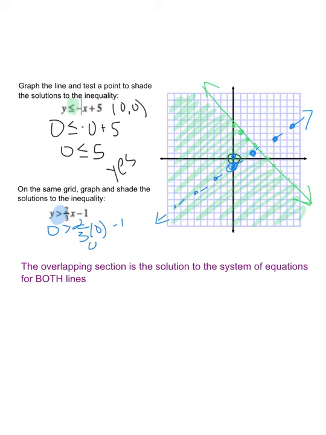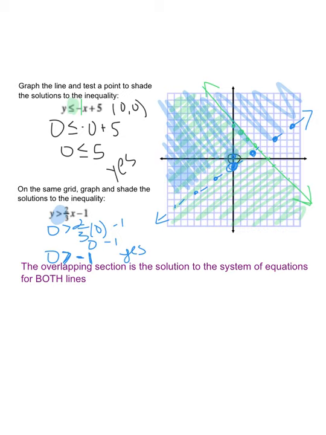2/3 times 0 is 0, then minus 1. So we get negative 1. Is 0 greater than negative 1? Yes, that's true. So again, we get to shade the 0, 0 side, that's up here. So everything else that's above the line are all points that would work. You'll notice there's this overlapping section.